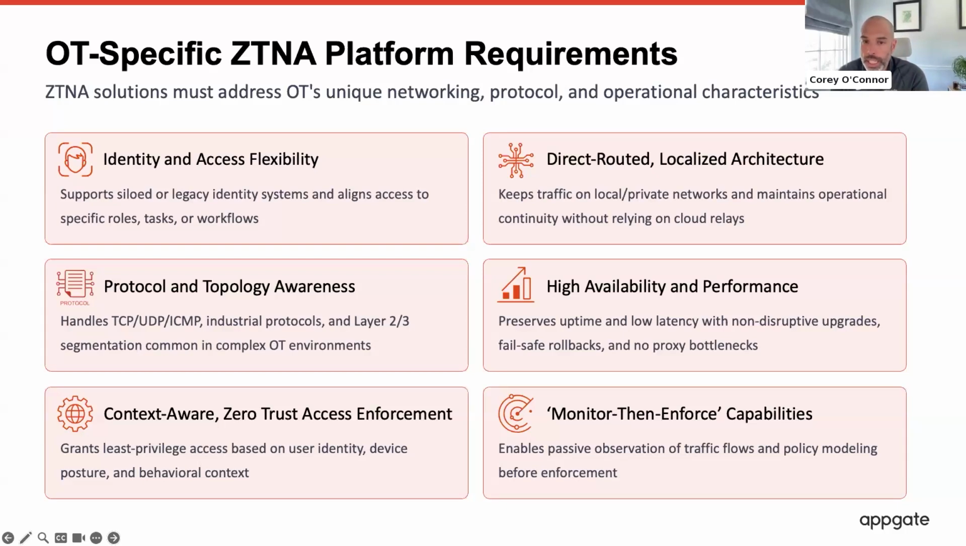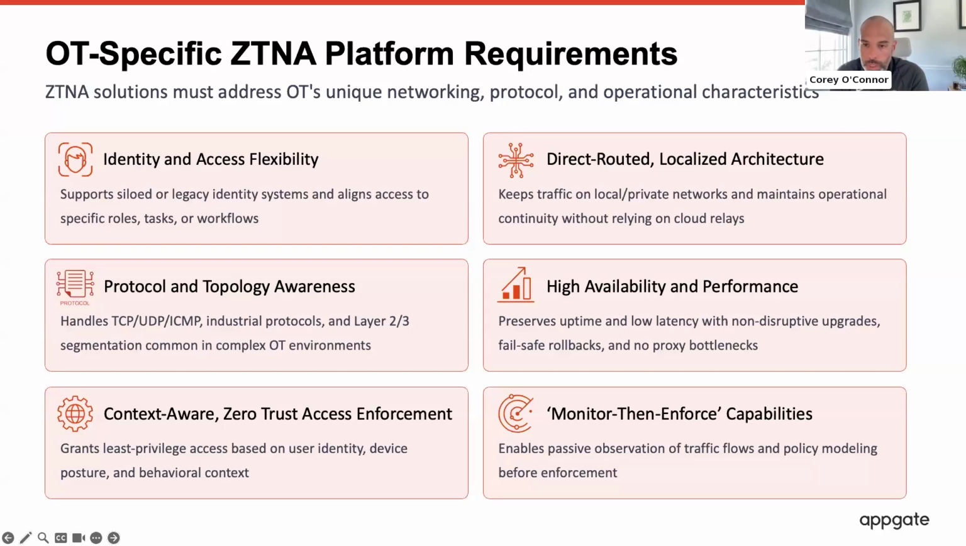So first is identity and access flexibility, right? They're key. You're not always dealing with these modern federated identity providers in these OT environments. A good ZTNA solution is going to be able to work with what you have and tie access directly into your specific business workflows. Second, and this is a unique capability to AppGate, is a direct routed architecture, a localized architecture. So, we talked about the SANS 5.